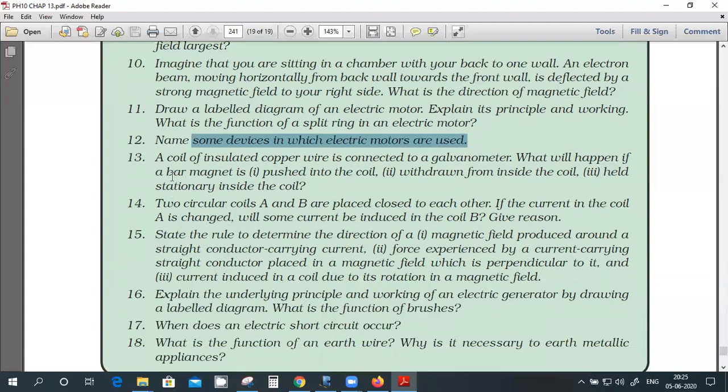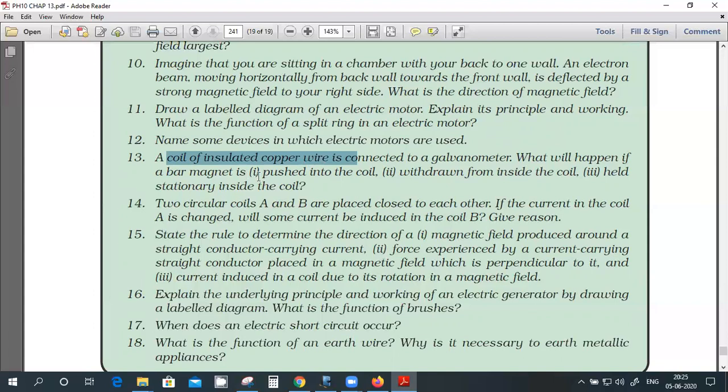Right. Coil of insulated copper is connected to a galvanometer. What happened to the bar magnet is pushed into the coil, drawn from inside the coil, then stationed inside the coil. So in the first and second case, there will be a current produced, but in the third one, there won't be any current produced.